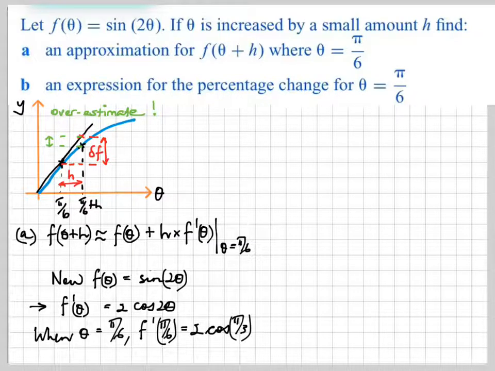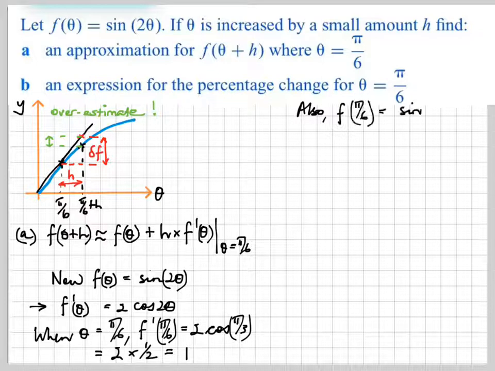And it's going to be 2 times cos of twice pi on 6, or pi on 3. Now, cos of pi on 3 is a half. So it's 2 times a half, which gets you 1. So that is the actual gradient of the function sine 2 theta when theta is pi on 6. You get it? Right, it's got a gradient of 1.